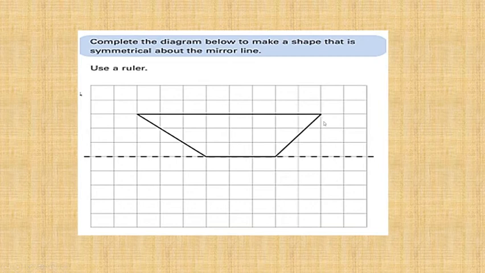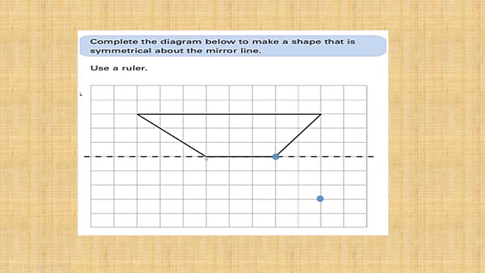So I will walk 1, 2, and 3. So I walk 3 steps to reach the mirror line. I have to walk another 3 steps after the mirror line. So let's walk together here. It's 1, 2, and 3, and put a point. And after that, this point, I didn't move at all from the mirror line, so it has to be the same. So it will never change.